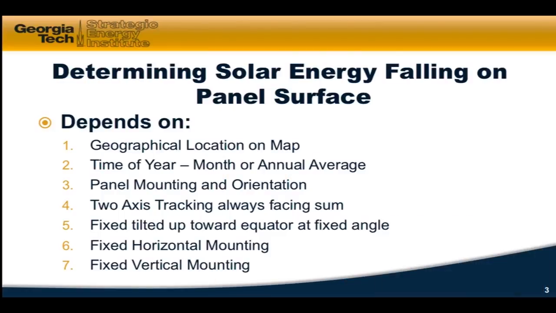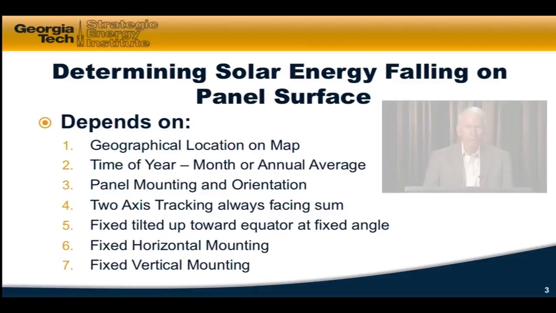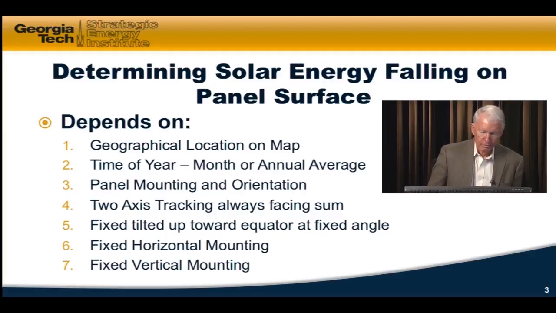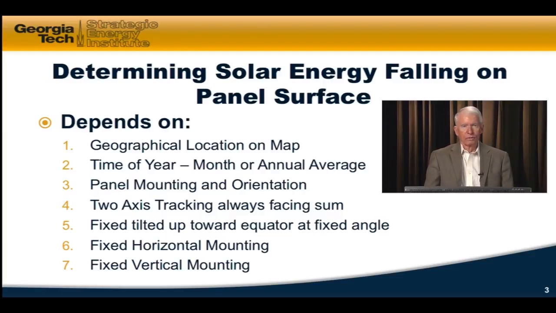It's a little bit difficult thing to calculate because there are so many variables that the amount of radiation depends on. It depends on where you're located on a map, what latitude and longitude you're located. Altitude makes a difference, time of year makes a difference, panel mounting and orientation of that mounting makes a difference. Two-axis tracking, always facing the sun, is the best.